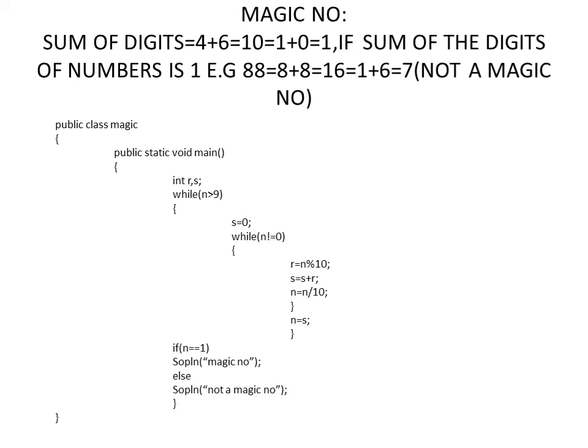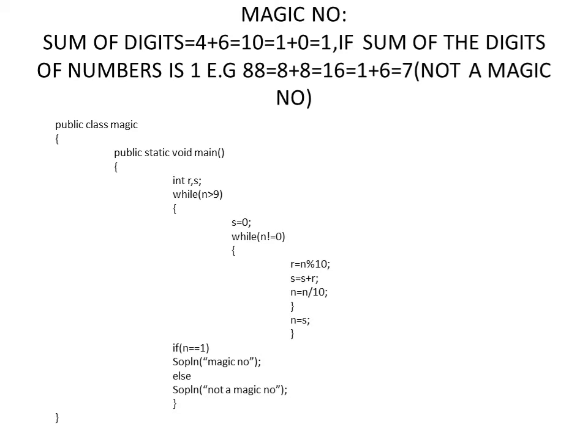n is equals to n by 10. 46 is equals to 46 by 10. Division sign shows the quotient, and in this case the quotient is 4. So within n we are replacing the value from 46 to 4. I hope you are understanding this abstraction by this time. Now let us focus on again n is not equals to 0.